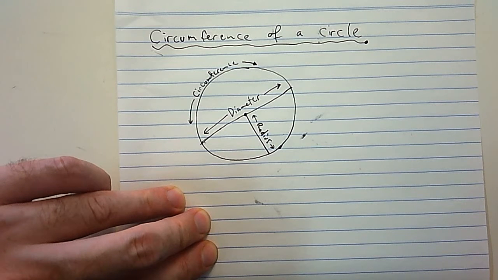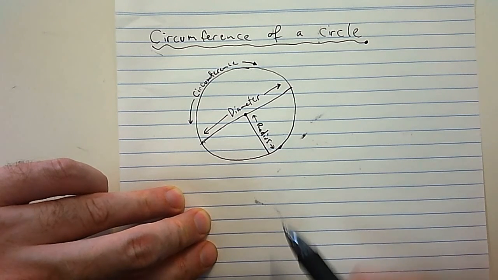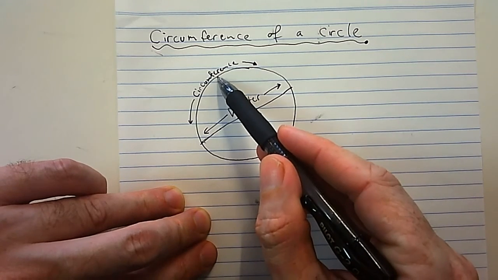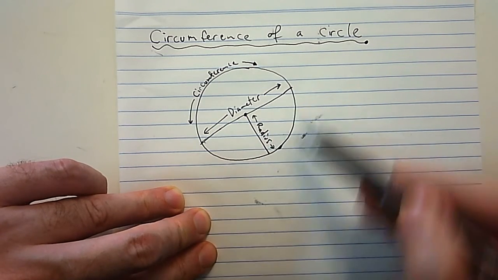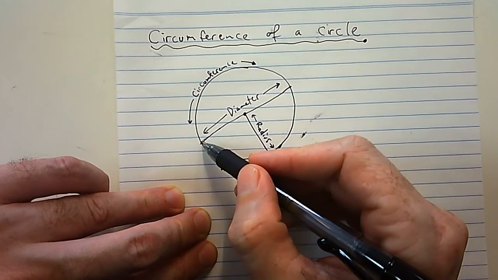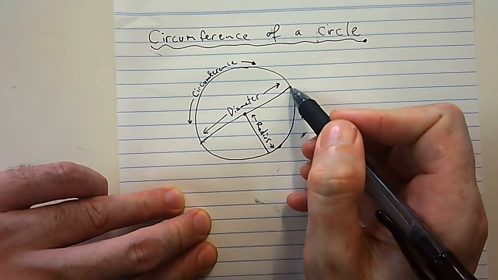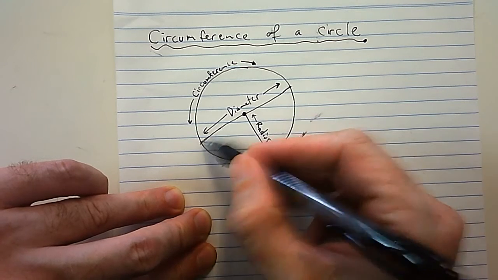Okay, we're going to look at the circumference of a circle, but first of all, we'll just look at the different features of a circle. So the circumference is actually the length around the outside of the circle. It's like the perimeter of the circle, or it is the perimeter of the circle. The diameter is the length from one side of the circle to the other side that passes through the center of the circle. That's the diameter.